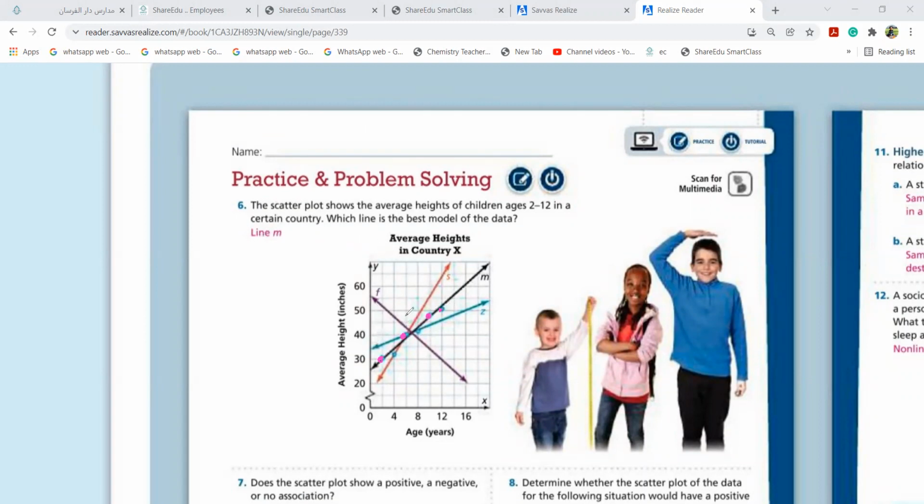Because it crosses more, it has more in common. Now when you see S, you have only 1 point. When you see F, only 1 point. But M is the only line which has so many. Lamar, please wake up, Lamar. Write down line M. Line M, because this line has most of the points coinciding.